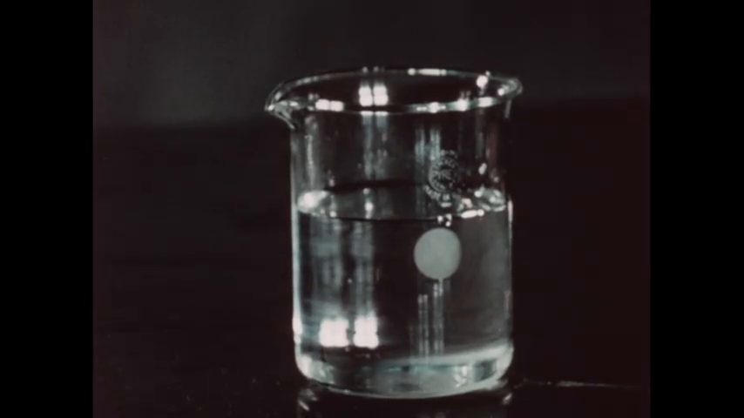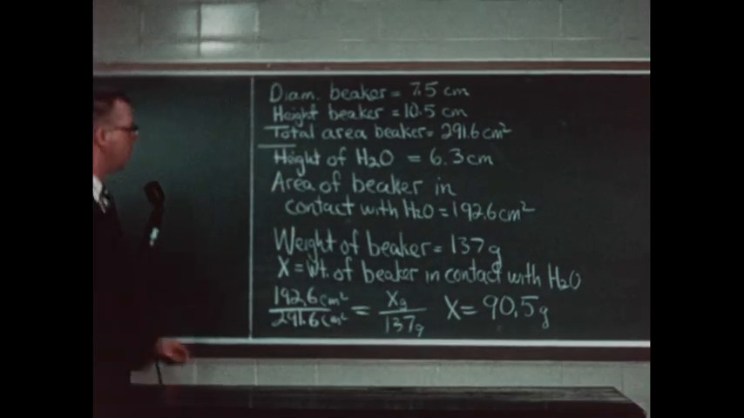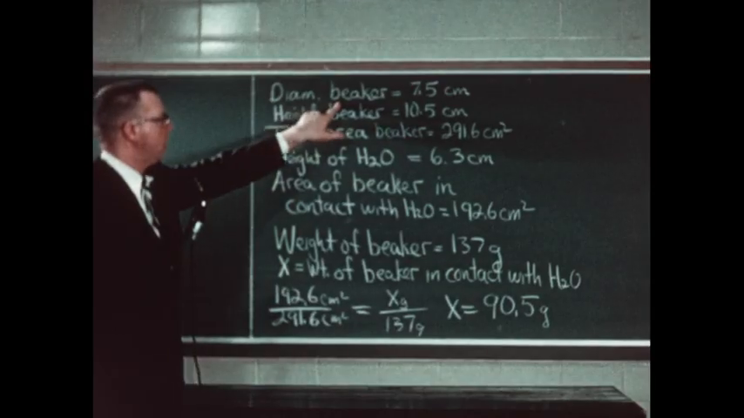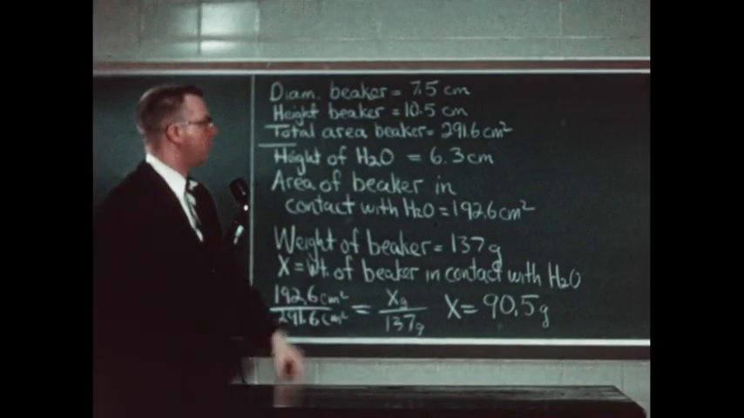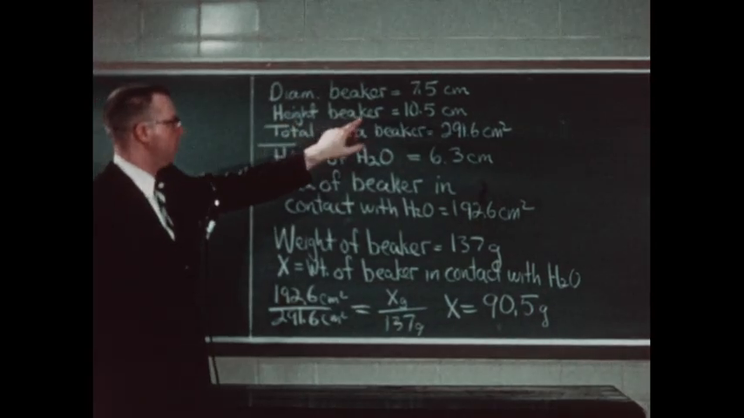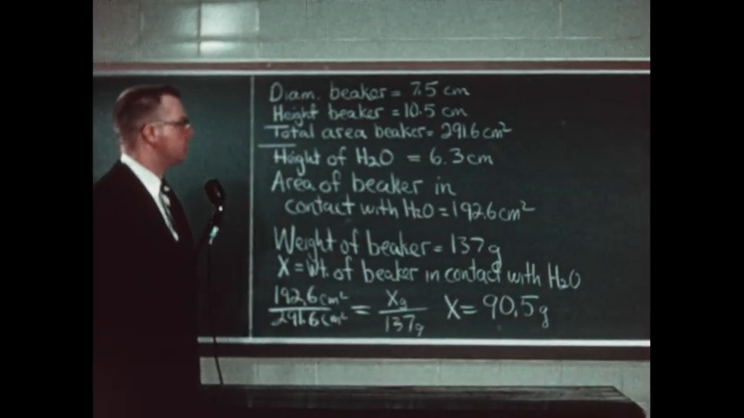Knowing the weight of the empty beaker and the dimensions we have just obtained, it is now an easy matter to calculate the weight of the glass actually in contact with the water. This will now be done at the board. You will remember that the diameter of the beaker was measured and found to be 7.5 centimeters. We also determined the height of the beaker to be 10.5 centimeters.